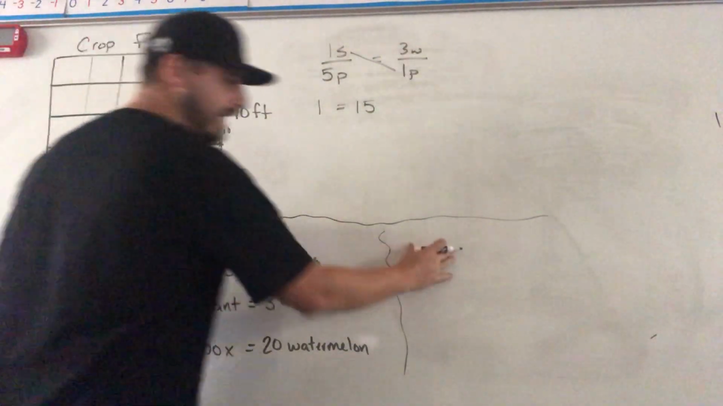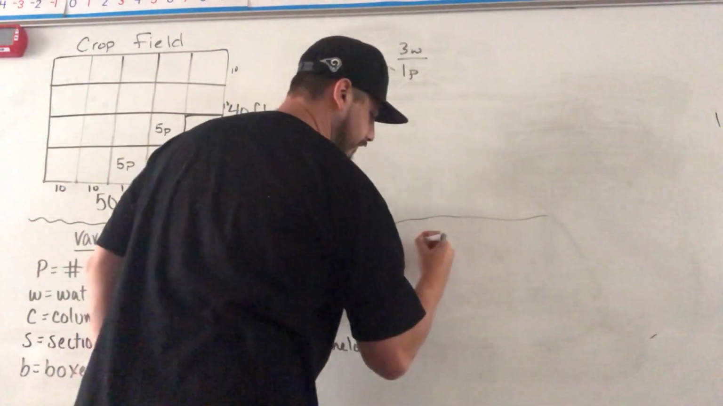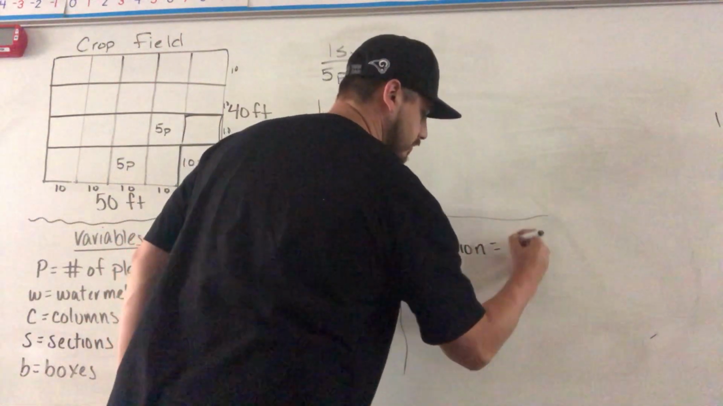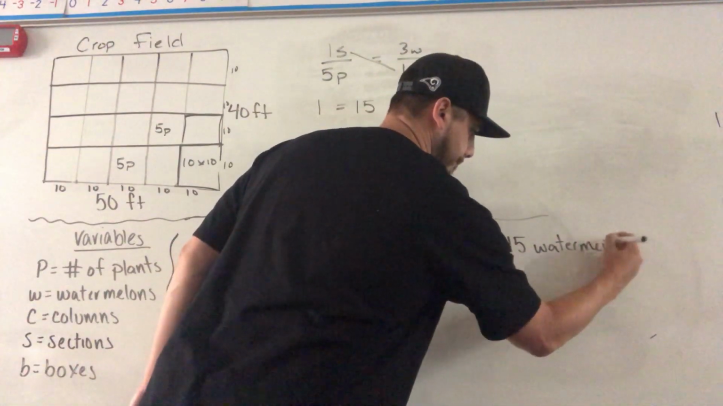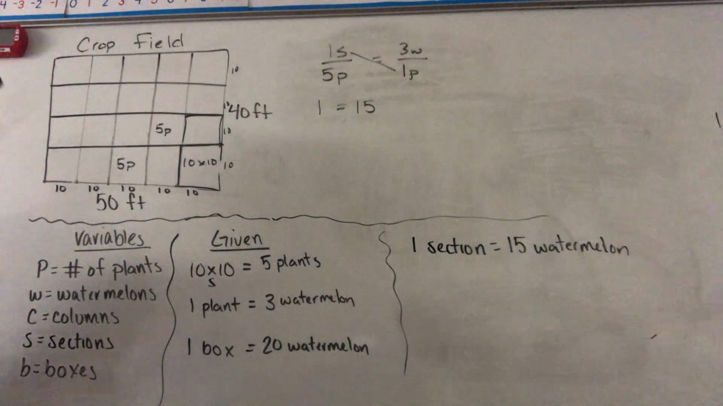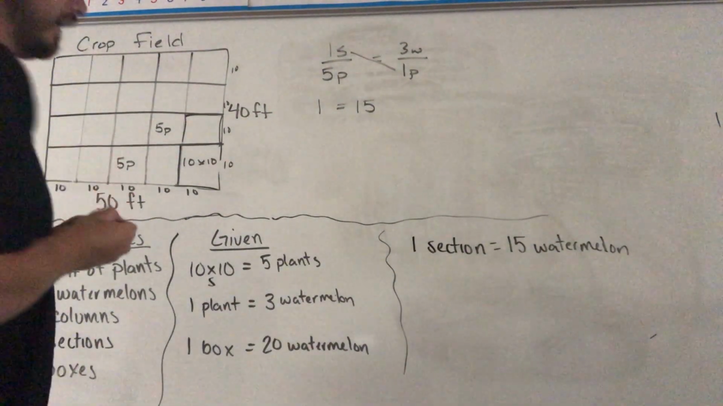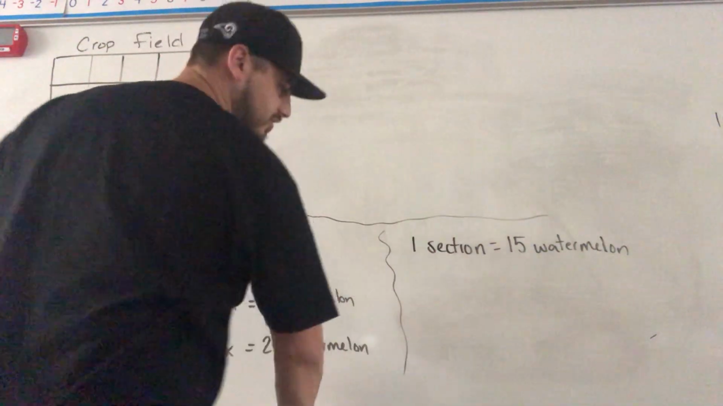Okay, so I'm going to put that as our learned information right here. For every one section, that equals 15 watermelon. So that is the information that we learned. So I'm going to erase that part right there.